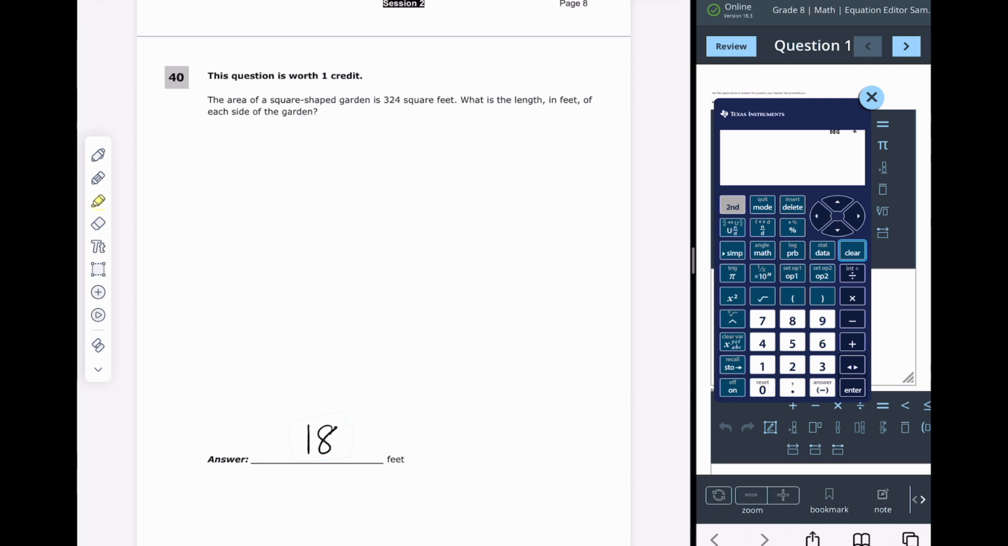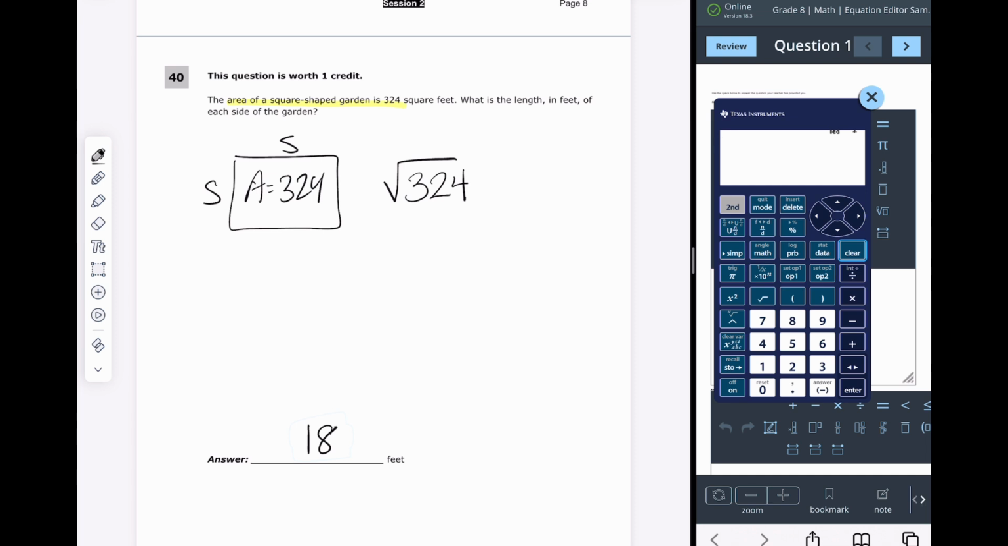The area of a square-shaped garden is 324 feet. So obviously, we already know that's the garden. Area is 324, and both sides are going to be the same. So we need to figure out what is the square root of 324.